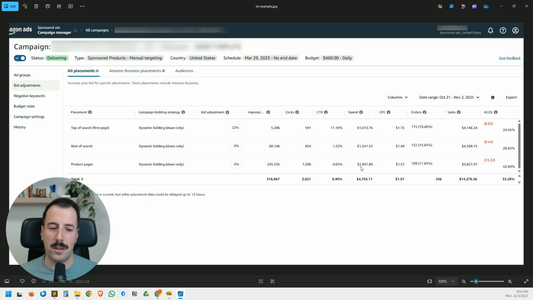Product pages is taking 2.5K of ad spend. So more than 50% of ad spend is going to the product pages, where we have the lowest conversion rate and highest ACoS. So we are losing money on this campaign simply because we are spending it towards the lowest performing placement.